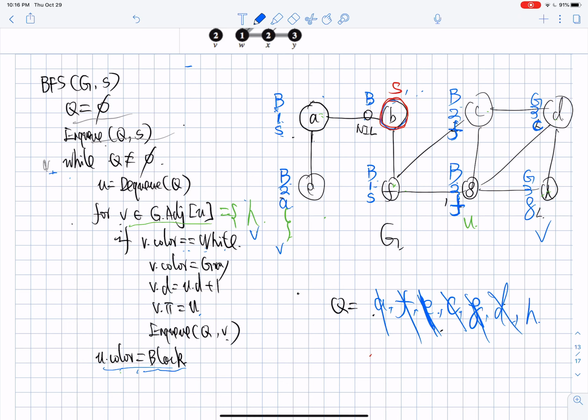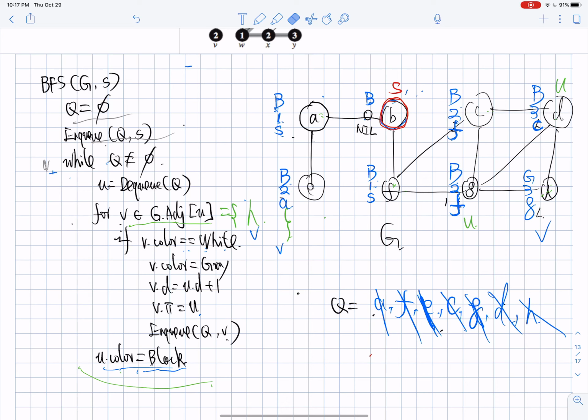We do dequeue, so D is eliminated from the queue, and its neighbors include C, G, and H. None of them has a white color, so we're not going to do anything for its neighbors. We simply set its color as black. So this is black, and then we go back to the while loop and do another dequeue. So H is removed.